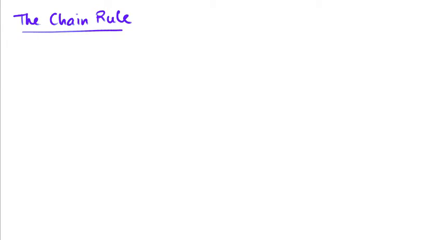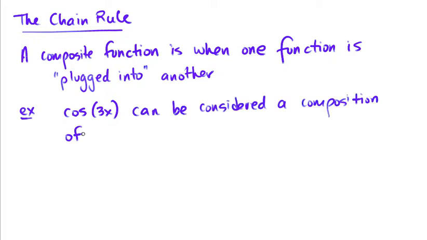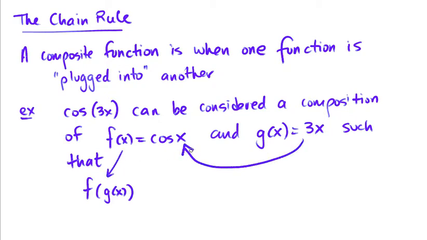To understand the chain rule, we have to be reminded of what a composite function is. A composite function is when one function gets plugged into another function. For instance, cos of 3x can be considered a composite function, since it's a composition of maybe f of x equals cosine x, and g of x equals 3x, such that you've taken your f of x function and replaced the x with g of x. So this gets plugged into here.